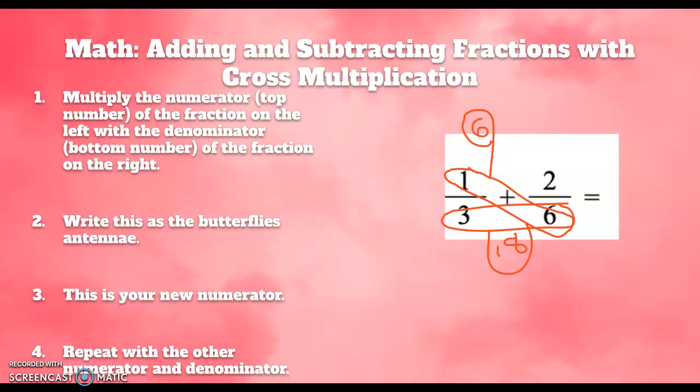Okay. And then I'm going to do that again. I'm going to take this numerator on this side and multiply it with the denominator on this side. I get another set of wings. And I'm going to make myself a little antenna. And I know 3 multiplied by 2 gives me 6. Now I've got this cute little mathy butterfly. But what does all this mean? I still don't have an answer to my problem. Let's go ahead and go to the next slide, and I'll show you how to put it all together.